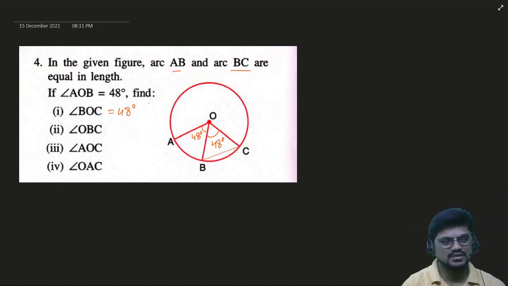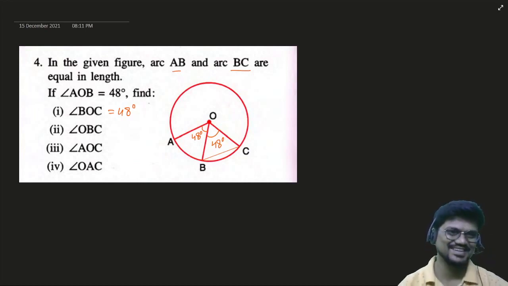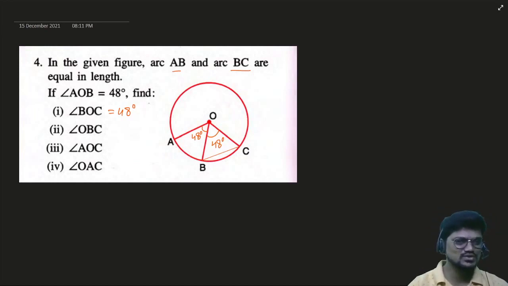What will be angle OBC? Anyone can answer. Sir, now I don't have the answer. Last two questions I had the answer. You will have it for this also if you had it for that. It's almost the same.